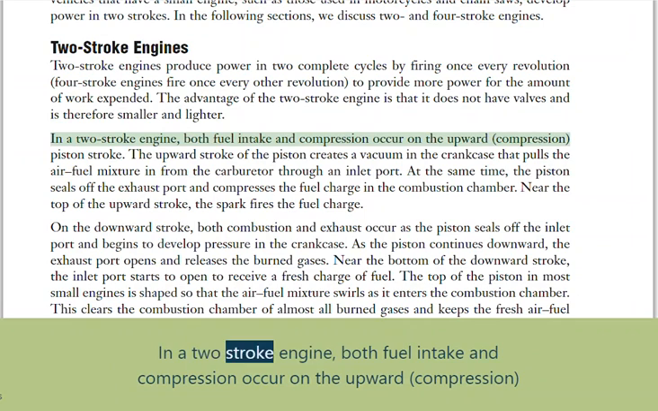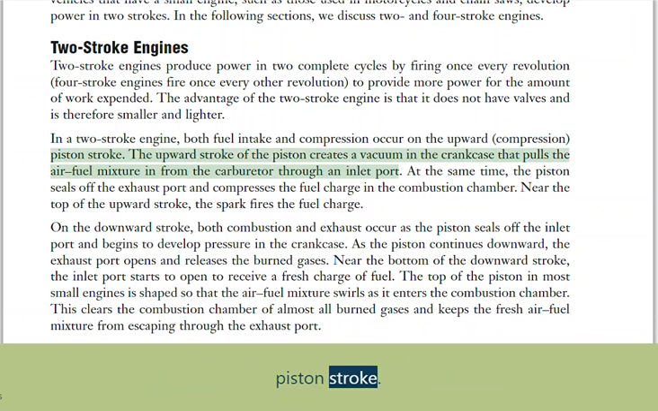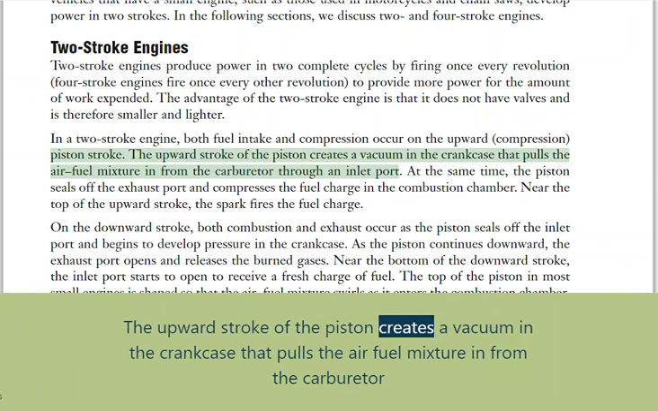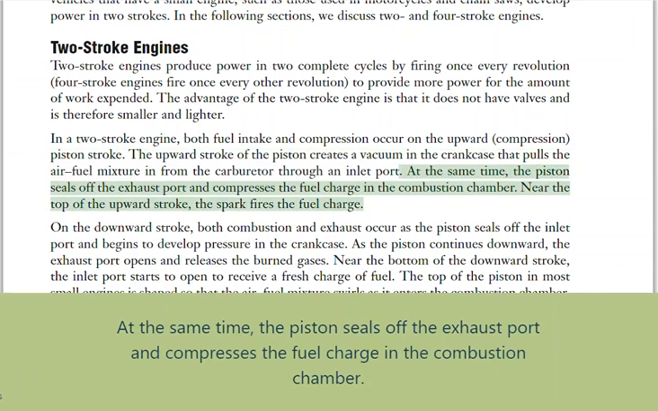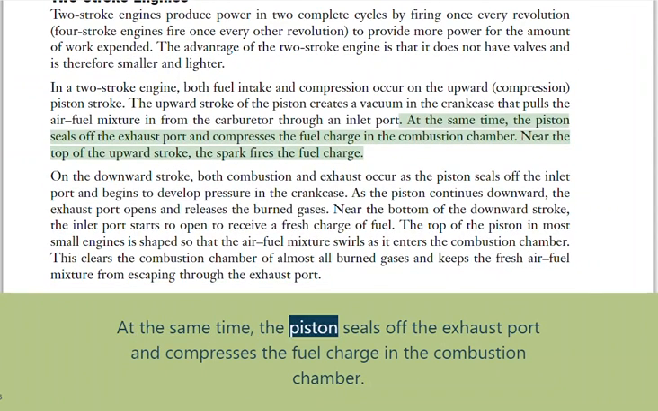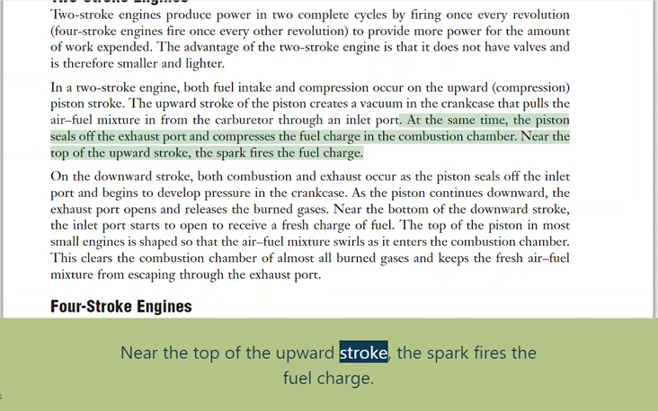In a 2-stroke engine, both fuel intake and compression occur on the upward, compression piston stroke. The upward stroke of the piston creates a vacuum in the crankcase that pulls the air-fuel mixture in from the carburetor through an inlet port. At the same time, the piston seals off the exhaust port and compresses the fuel charge in the combustion chamber. Near the top of the upward stroke, the spark fires the fuel charge.